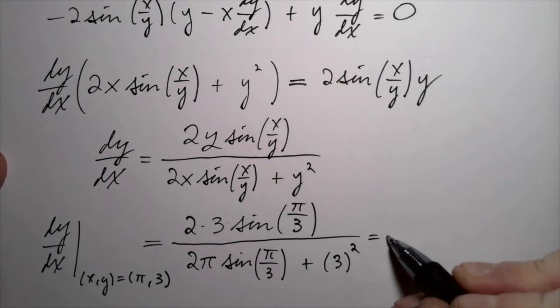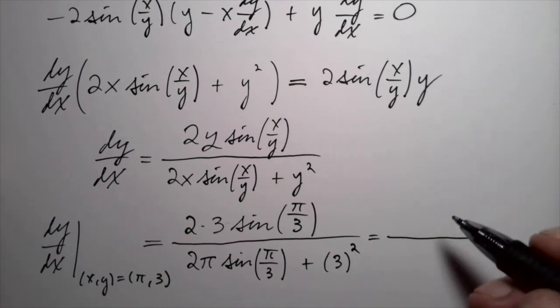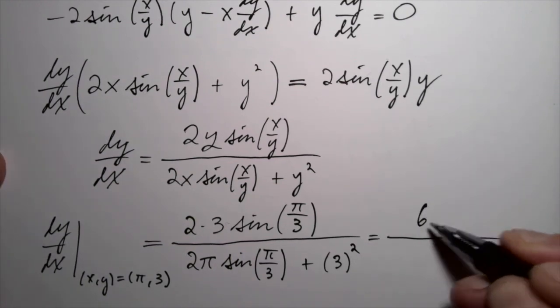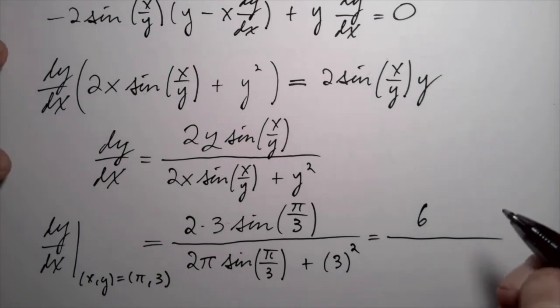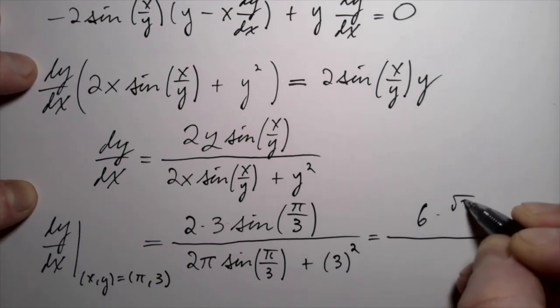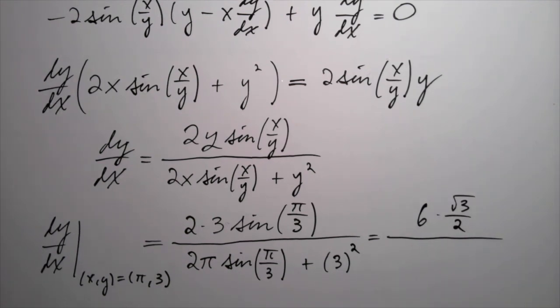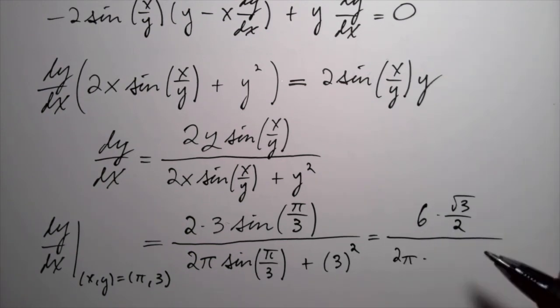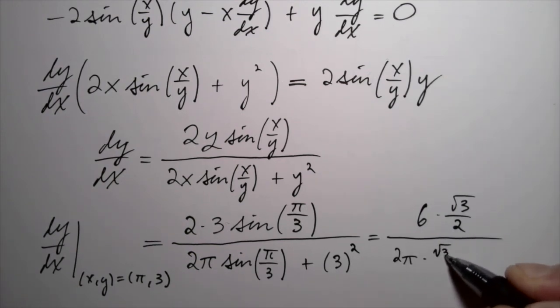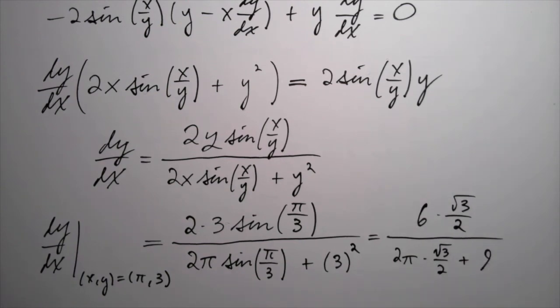What is this number? Got to remember our unit circle. What is the sine of pi over 3? It's the y-coordinate up near the top of the unit circle at that special angle pi over 3. The y-coordinate at that point is root 3 over 2. Got to know those values on the unit circle. Down here I'll have 2 pi times that same sine of pi over 3. And then I'm adding 9.